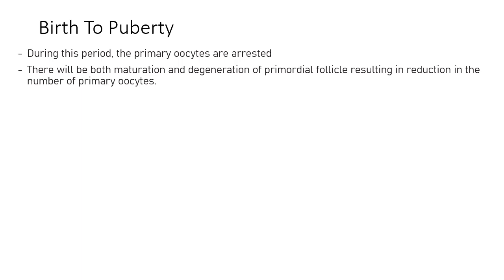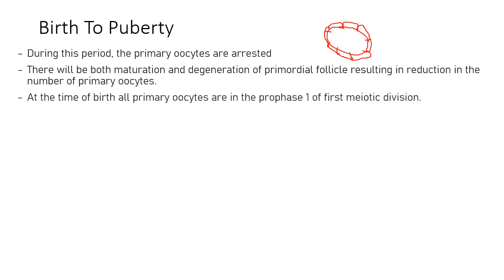To make your understanding easy, imagine this is a primary oocyte. Remember that we said they are made up of flat cells, so you have flat cells around this primary oocyte. These flat cells and the primary oocyte together are called a primordial follicle. This will result in reduction of the number of primary oocytes during this period of arrest. So at the time of birth, all primary oocytes are in prophase 1 of the first meiotic division.